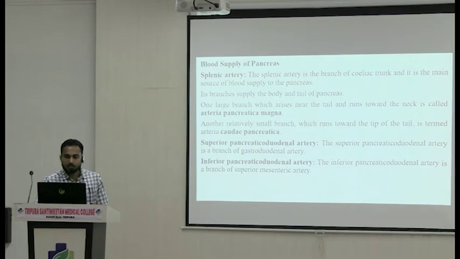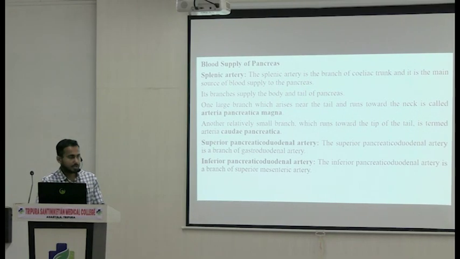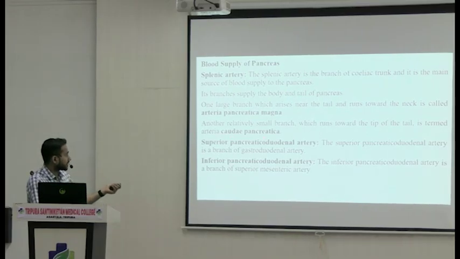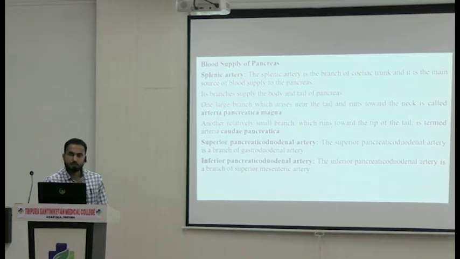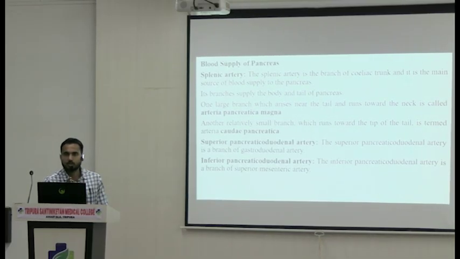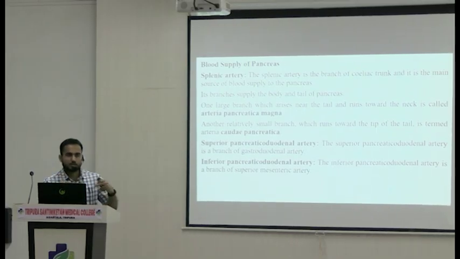So this is one of the largest branches supplying the pancreas, the arteria pancreatica magna. Now another branch is there which is relatively small, and that is called the pancreatica caudae. Next, the superior and inferior pancreaticoduodenal arteries are also there, which will anastomose.